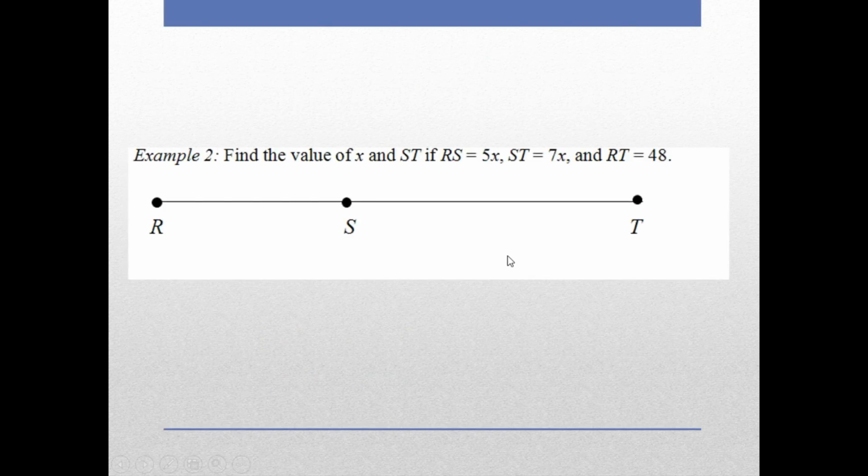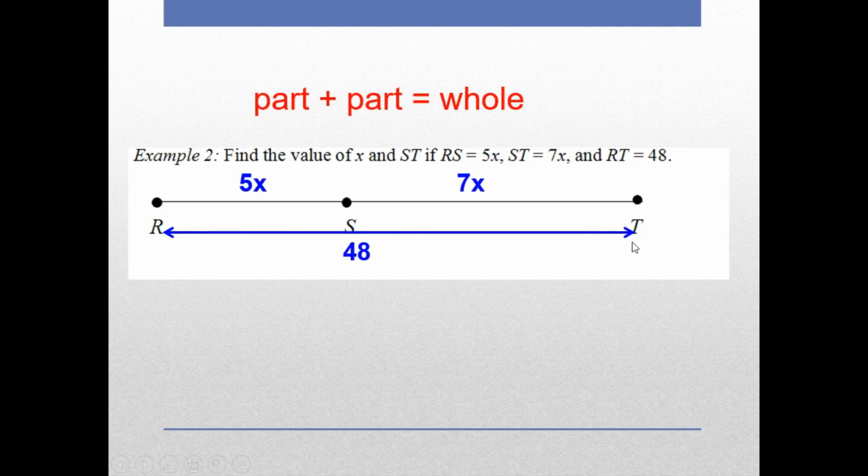Okay, the second example, now we're dealing with algebraic expressions. We've got variables in there. So the first step you want to do is label your drawing. So the 5x goes over RS, the 7x goes over ST, and we know the whole length of RT is 48. Now using part plus part equals whole, we want to set up an equation. Our two parts are 5x and 7x, and the whole is 48. Now solving this, combine like terms, 5x plus 7x is 12x. Divide 48 by 12 to get x by itself, and you've got 4.